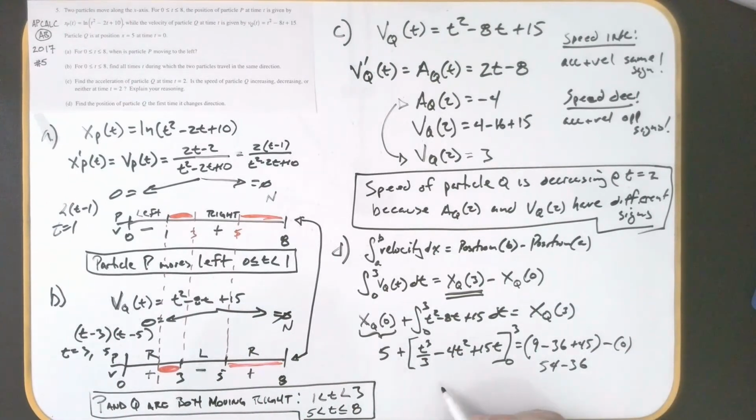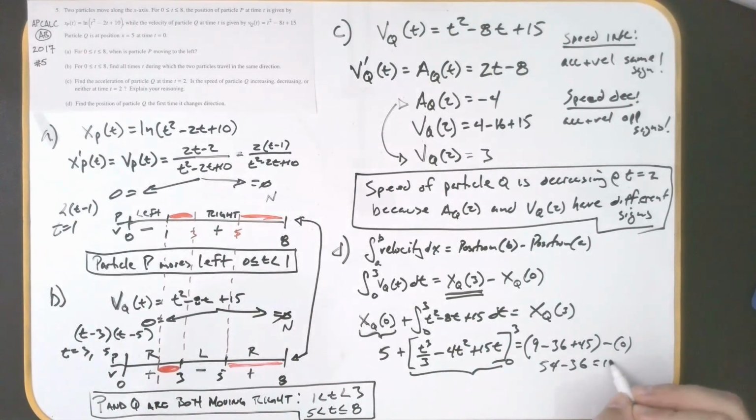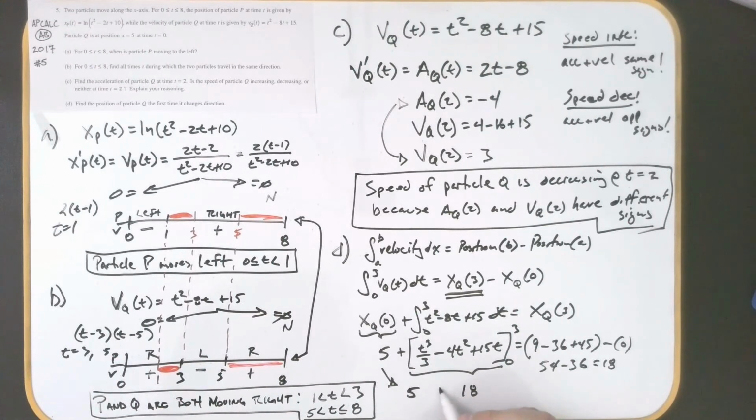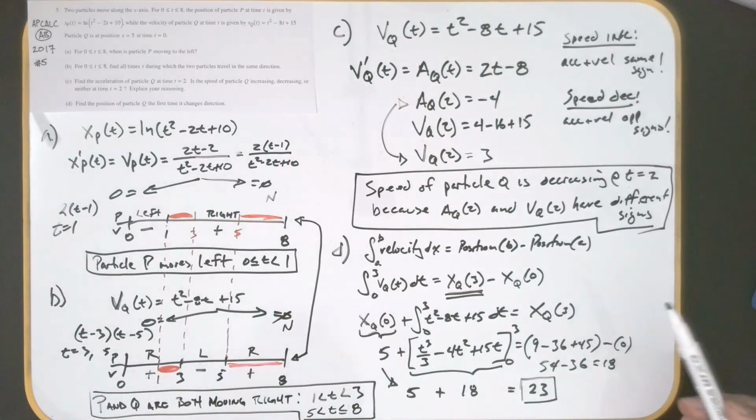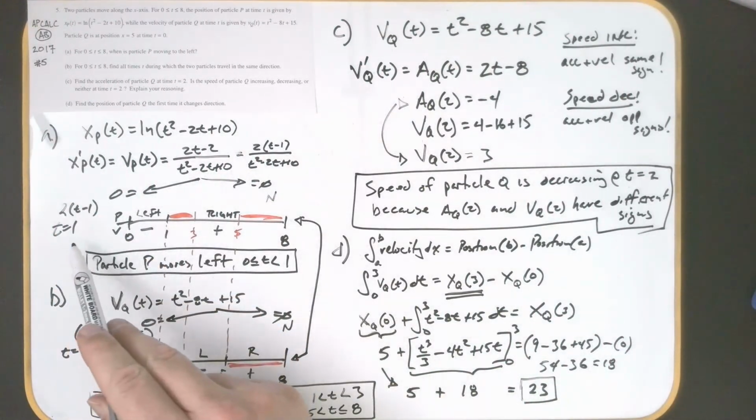And we still have this 5 down here. So this entire thing, 54 minus 36, I think we get 18 there. This whole thing became 18, and I'm going to leave this 5 right here. So I get 5 plus 18, and my final answer is 23. When you get these kinds of questions, there are no units of time or distance, so 23 is your answer.